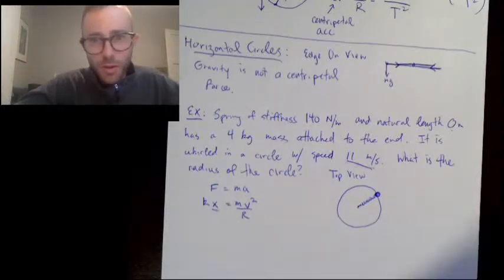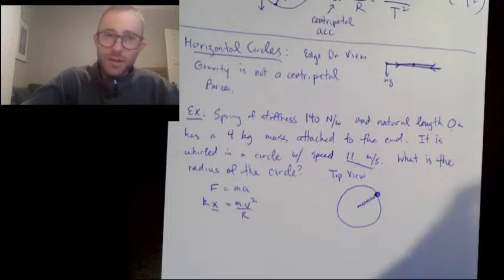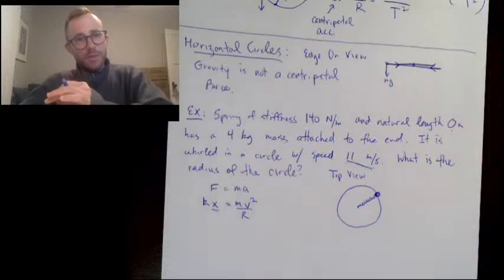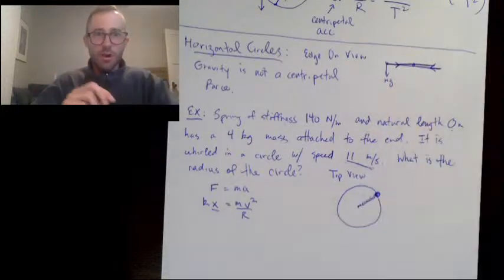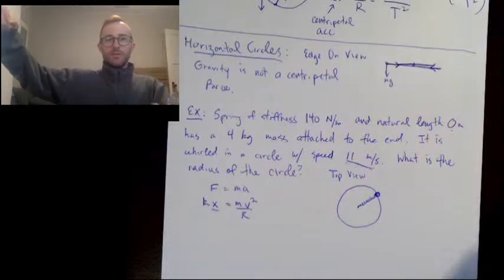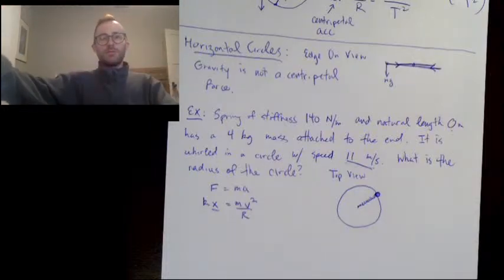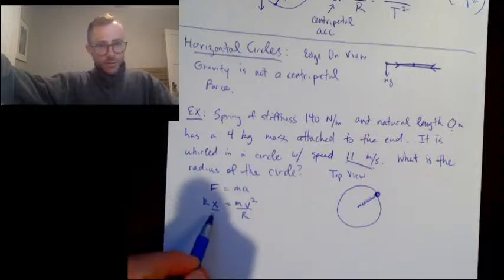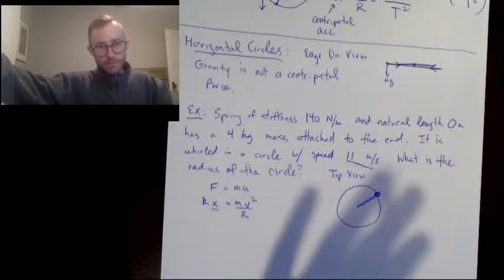But what if we had a spring with a natural length of 1 meter that was moving in a circle of radius 5 meters? In that case, x and r are different things. Even though the radius of the circle is 5 meters, because it has a natural length of 1 meter, the x value you would choose would only be 4.